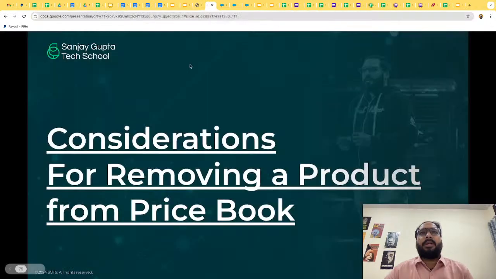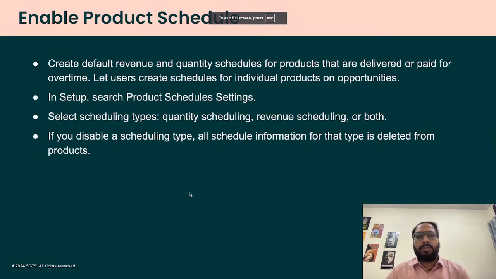Okay, coming on to the next. This is the last topic for this session. In the beginning I discussed product schedules. I told you we will be discussing this at the end. We can create schedules for a particular product, like if you want recurring things, you can create default revenue and quantity schedules. There are two types of schedules available, one for revenue and one for quantity, for products that are delivered or paid for over time.